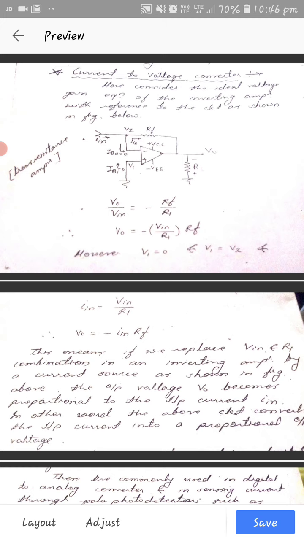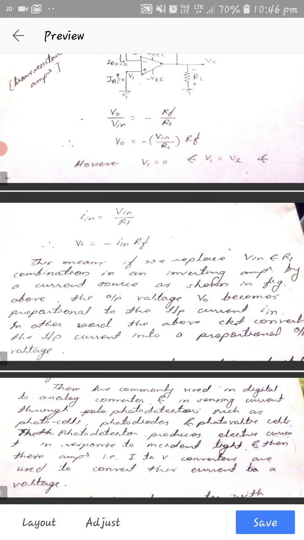Here, by using the simple ideal voltage gain equation, the output voltage is equal to minus I in into RF. That means the output voltage is directly proportional to the input current, or the input current is proportional to the output voltage.